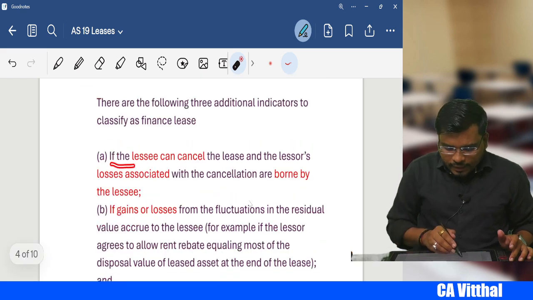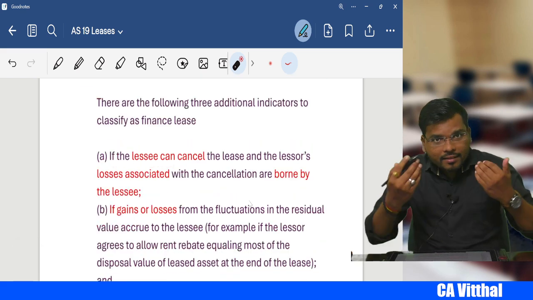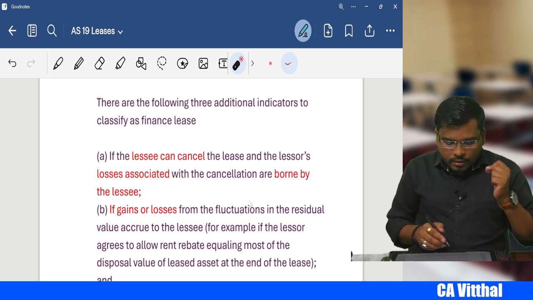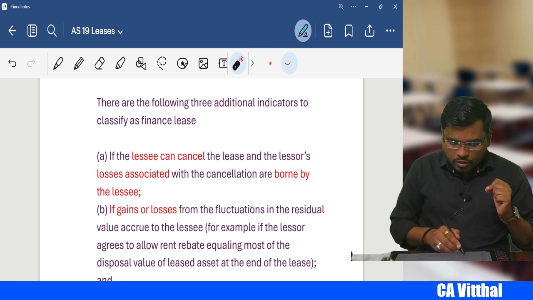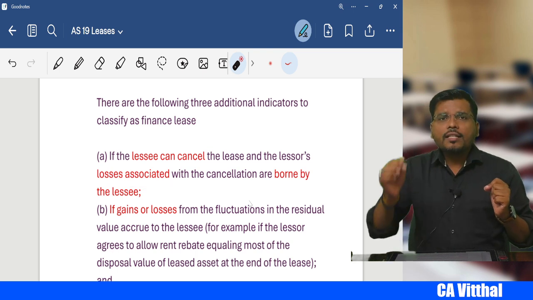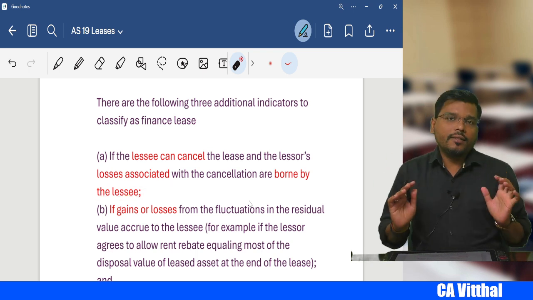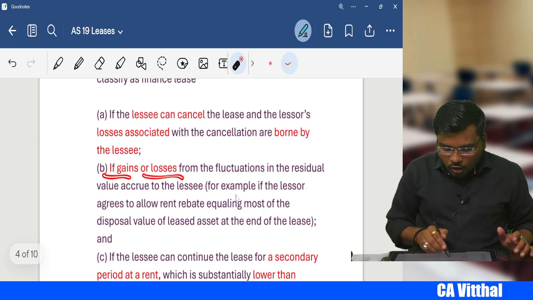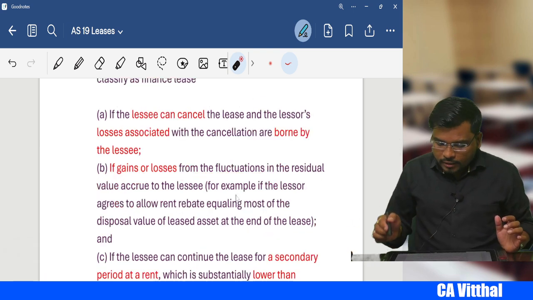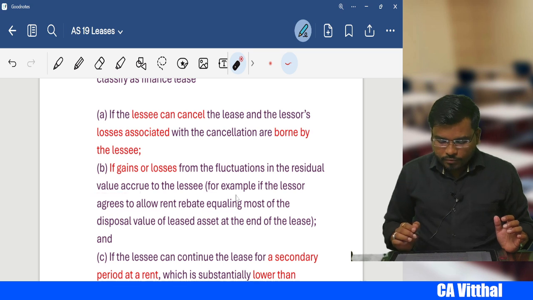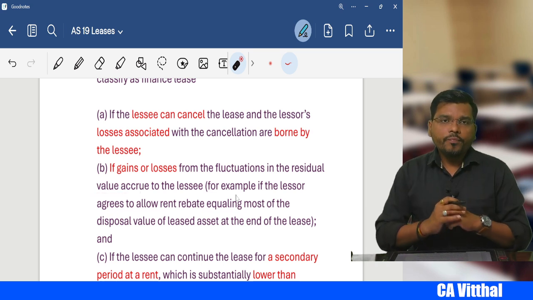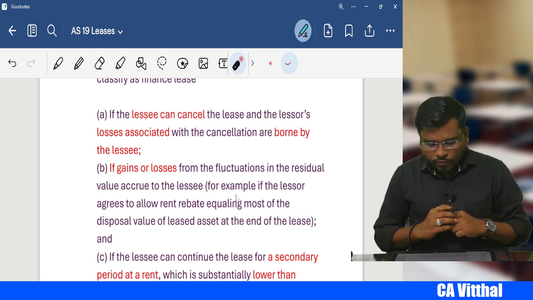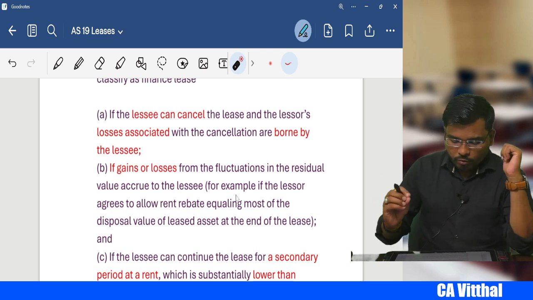If the lessee cancels the lease and the lessor has borne some losses on the cancellation, who has to bear those losses, sir? The lessee, not the lessor. Next, if there is some gain or loss from the fluctuation in the residual value of the lease, it should be borne by whom, sir?